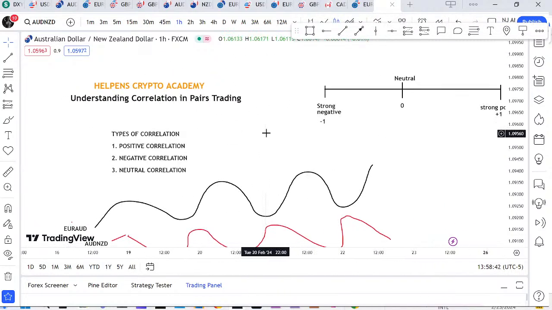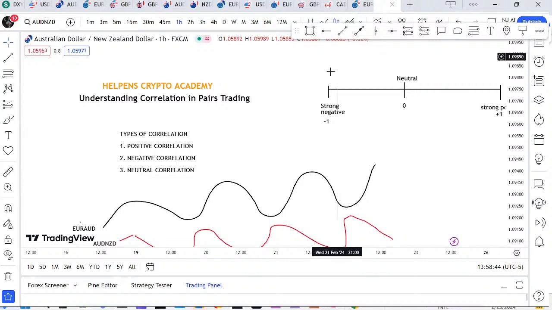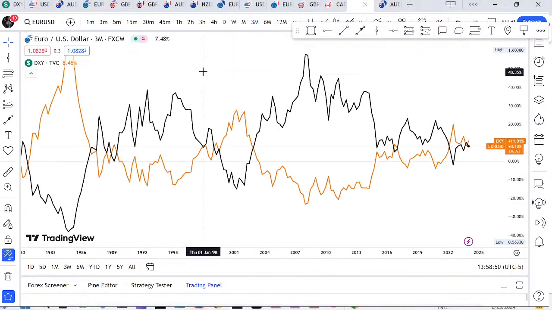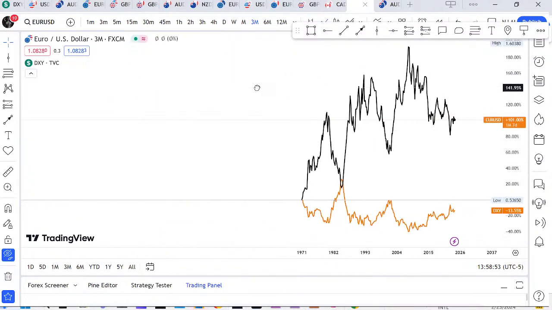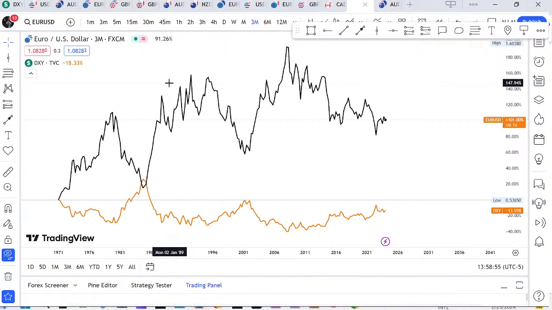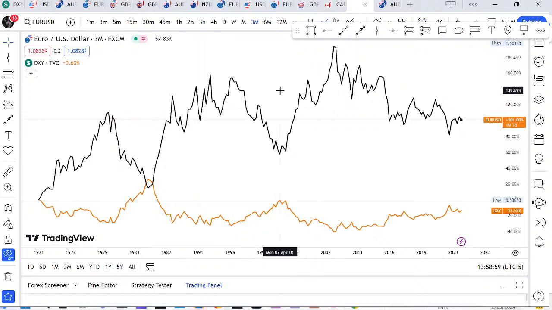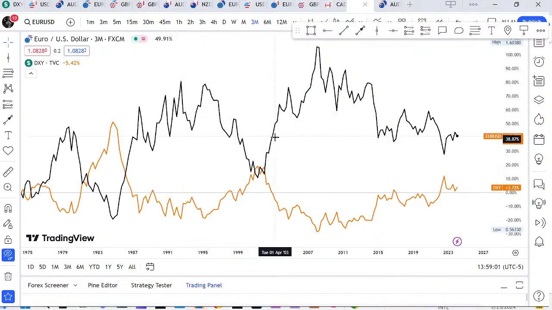Let me show us another example of negative correlation. This pair is perfectly negatively correlated. Very perfect. You can see this one moves up, Euro USD moves up, while the other was coming down. This is an example of negative correlation.